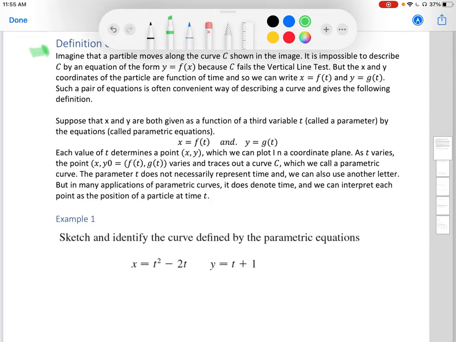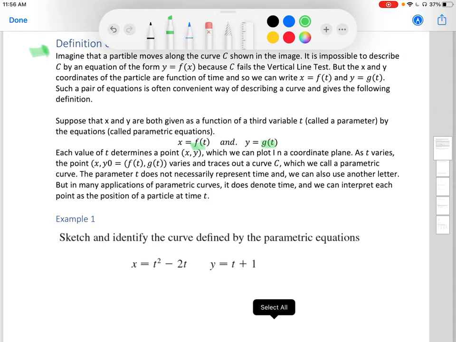Suppose that x and y are both given as a function of a third variable t, called a parameter, by the equations called parametric equations: x equals f of t and y equals g of t. So notice they're all in terms of t. Each value of t determines the point x, y, which we can plot in a coordinate plane.